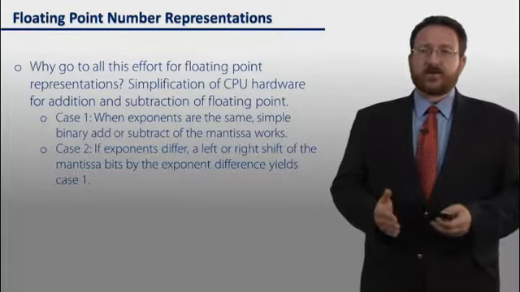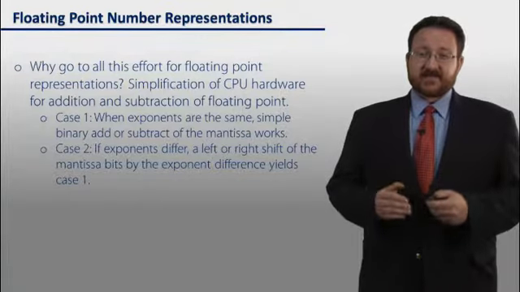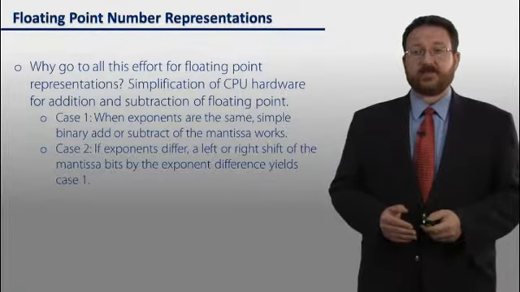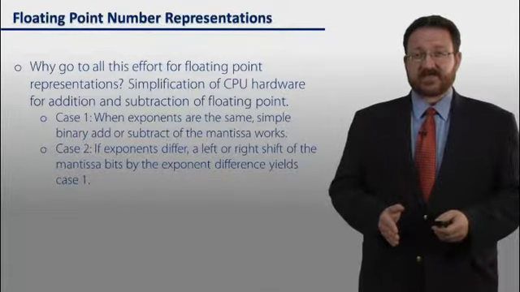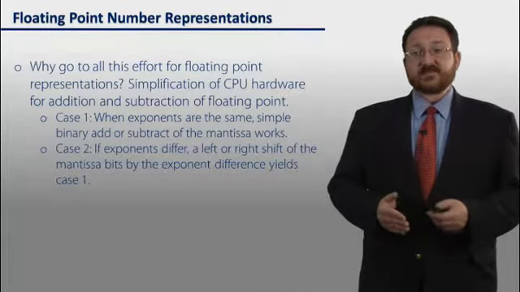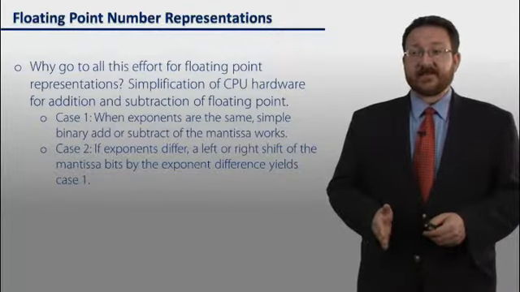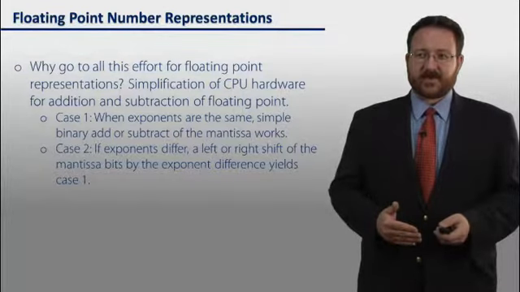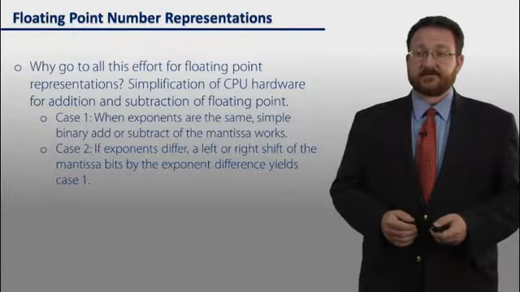So the question is, why do we go to all this effort for floating point in our CPU? And the answer is, it simplifies the CPU hardware. There are two cases then for adding or subtracting floating point binary. When the exponents are the same on two floating point representations, then I can just add or subtract the mantissa and it works as expected. If the exponents differ, then I can shift the mantissa to the left or to the right by the difference between the exponents and then perform the addition as expected. And so this overall simplifies the CPU hardware for addition and subtraction.